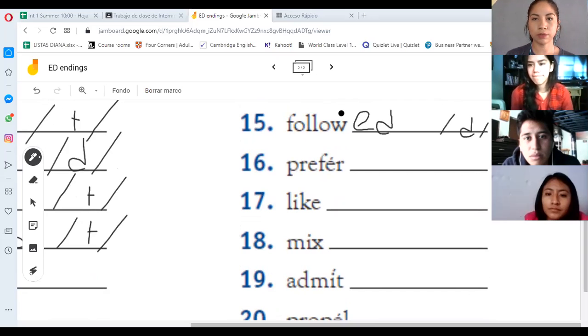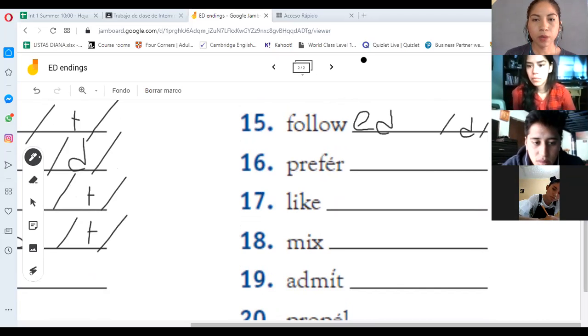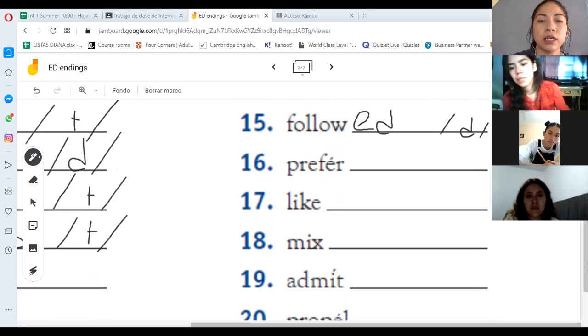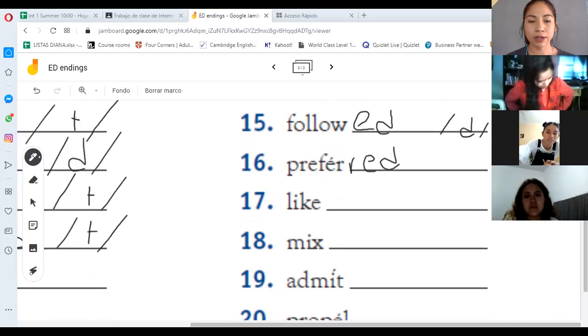I need to turn off your microphones because there is a lot of noise. But even with your microphones on, you can repeat, okay? Try to repeat. Preferred. Here we say preferred. You have R and it's preferred with D.